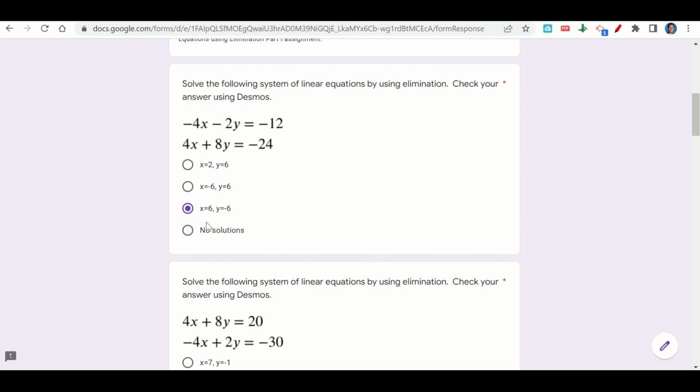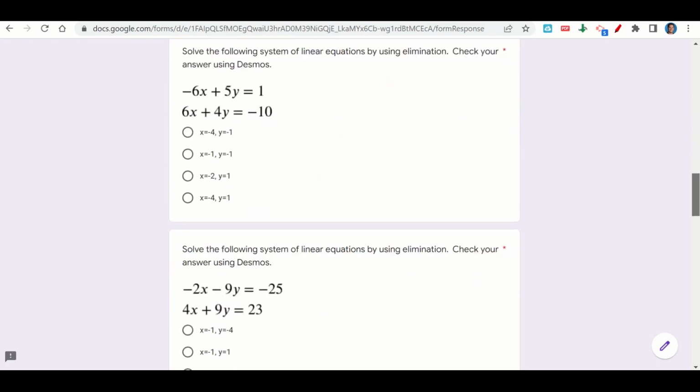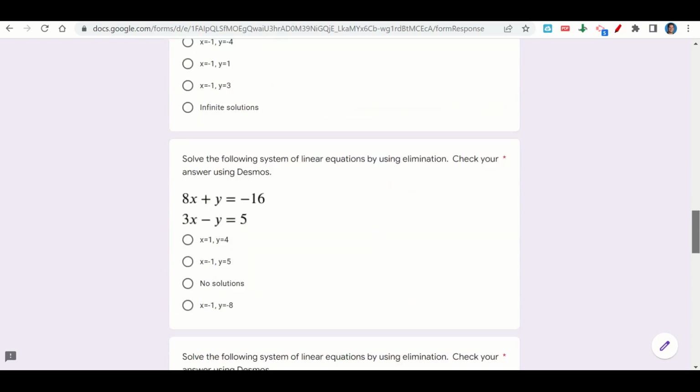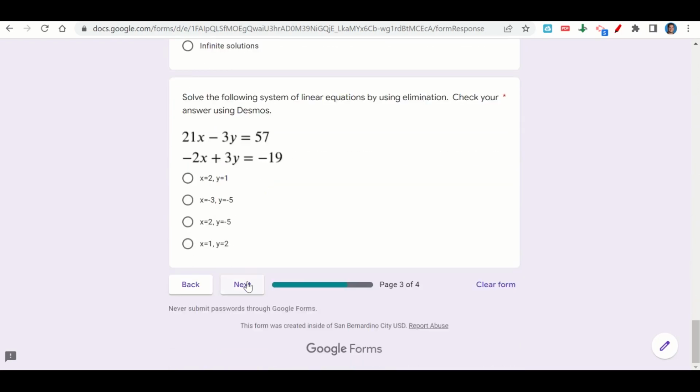We can check it to make sure that it's not no solutions, but when we plug it back in, we'll see that this is the correct answer. So we'll do that for each of these. We'll answer each of the questions, and all of them should already have opposite coefficients, so that's okay. You'll just go ahead and work through each of these questions until you get to the end. Once you get to the end, you'll click Next. This will take you to your Before You Go. Go ahead and fill out your Before You Go, and then submit your work on Google Classroom.